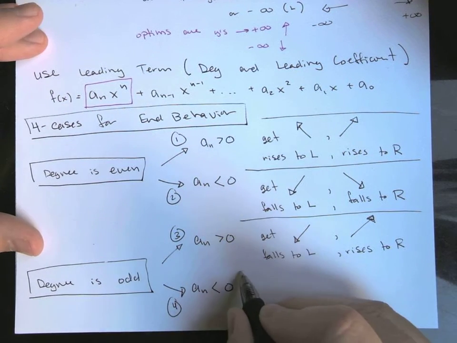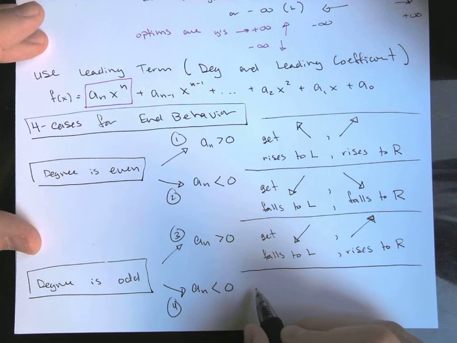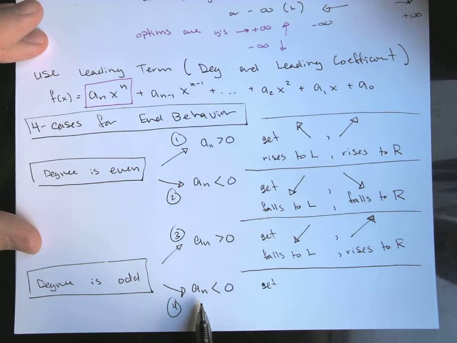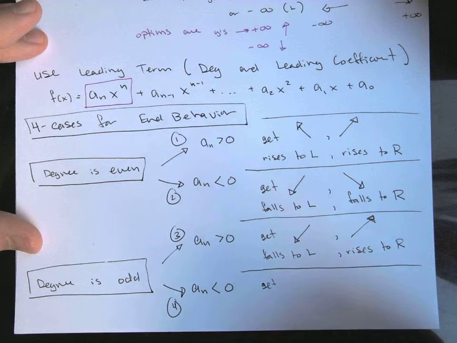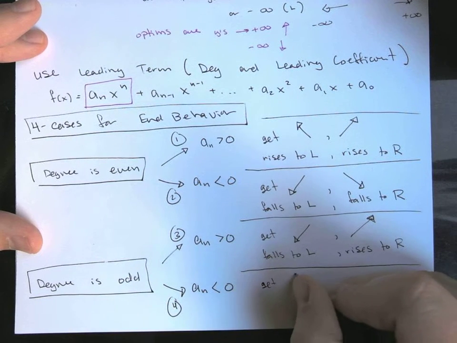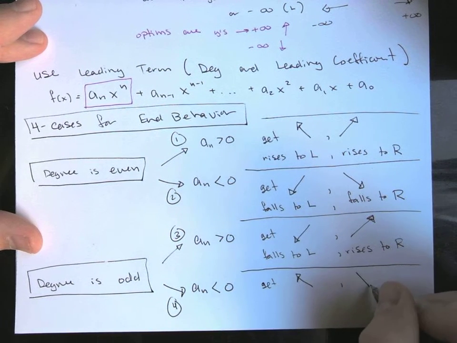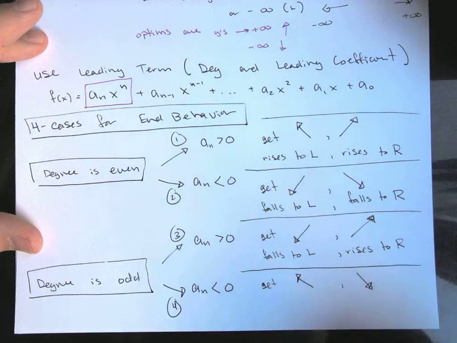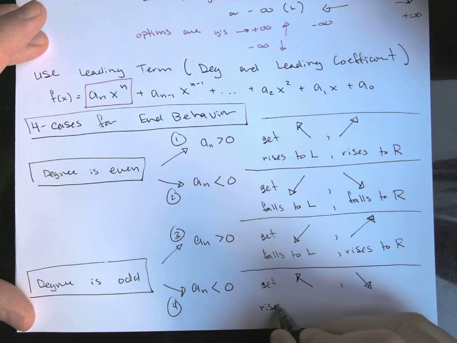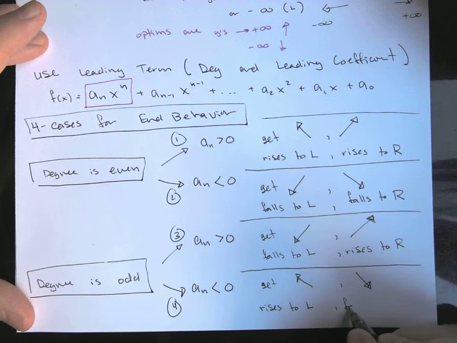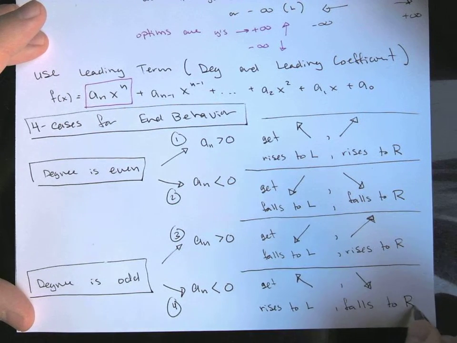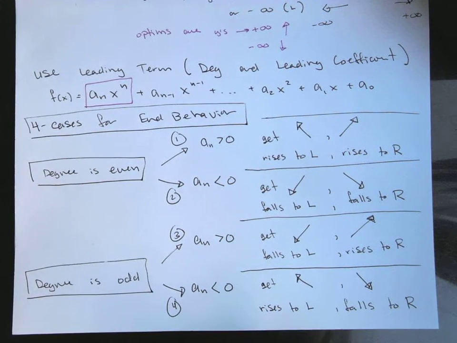By process of elimination, you can probably guess the last option. The only thing left over is if our coefficient is negative and the degree is odd, so 1, 3, 5, 7, and so on. What's going to happen is we're going to rise to the left and drop to the right. So rises to the left, falls to the right. So these are the results. These are the options. This is what can happen.